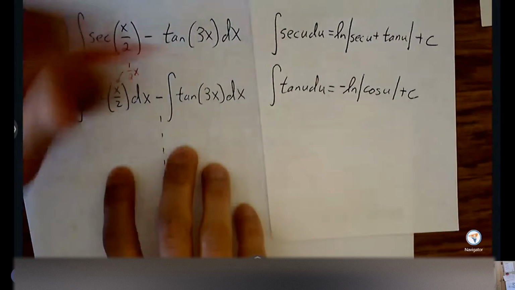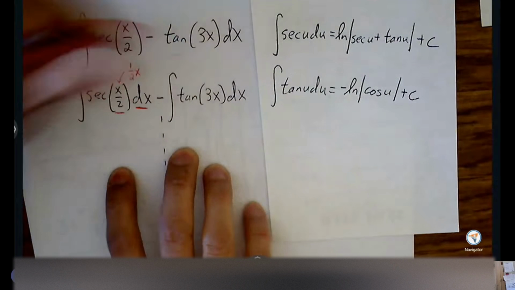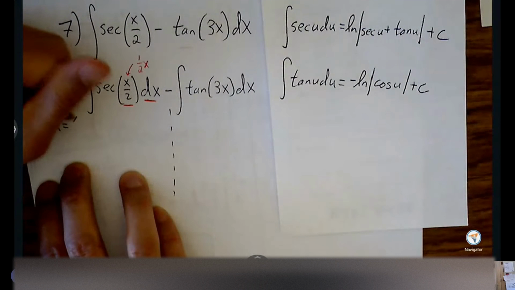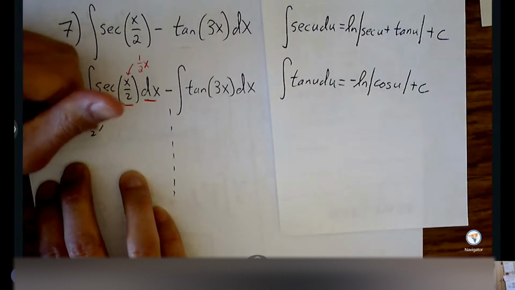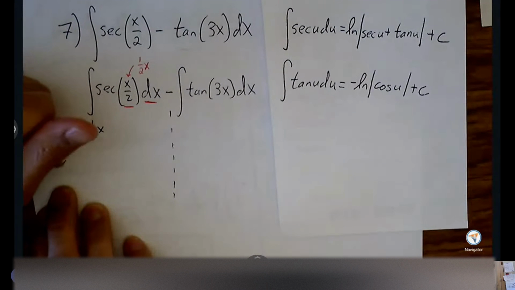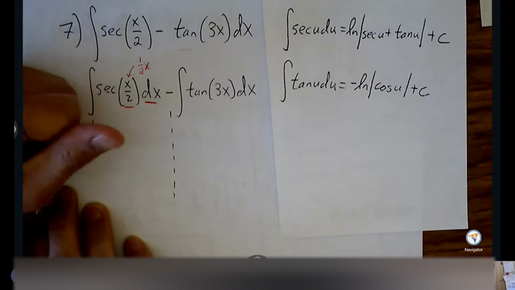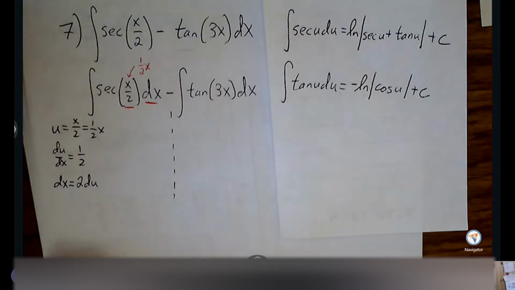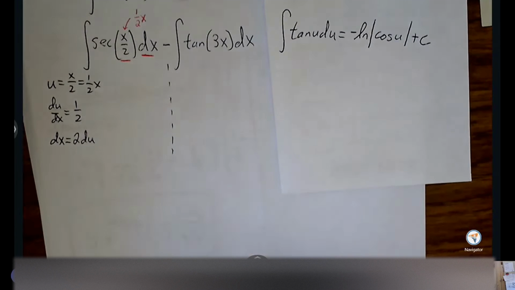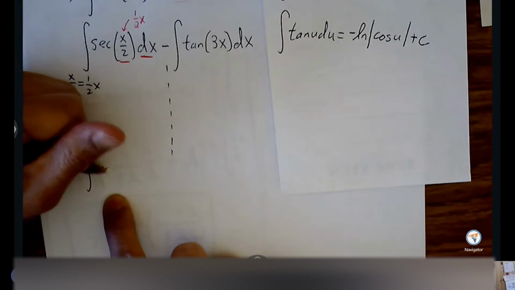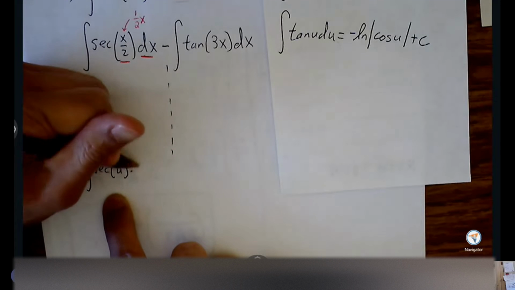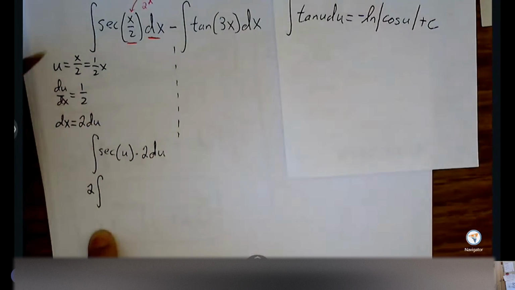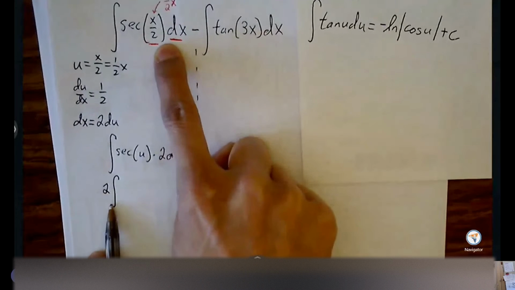But I also want to show those steps for anyone who wants to go through that full process. So u is x over 2, which is 1/2 x. du dx is 1/2. Cross multiply, dx equals 2 du. Make my substitution here. I get secant of u times 2 du, and that 2 comes out in front, so we see where that 1/2, the x over 2, turned into, right? It turns into that 2.